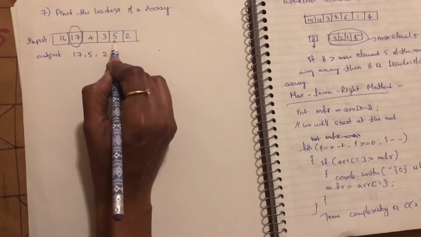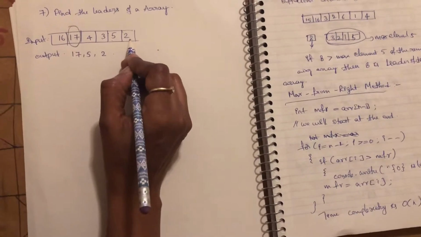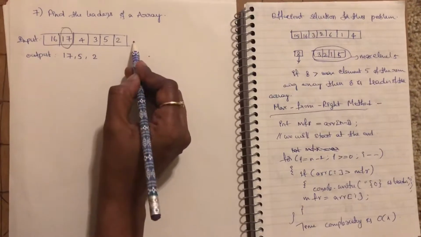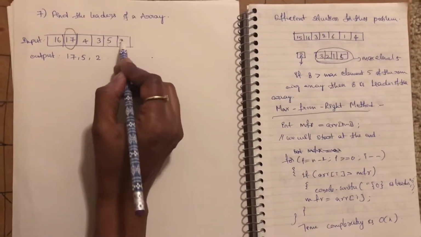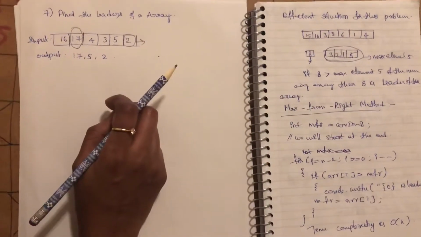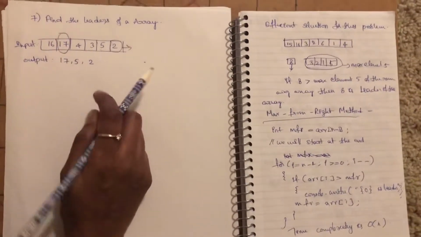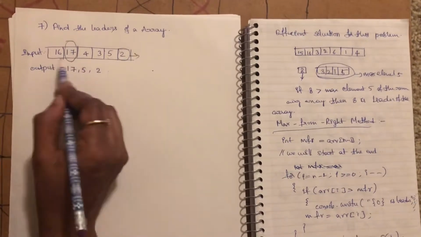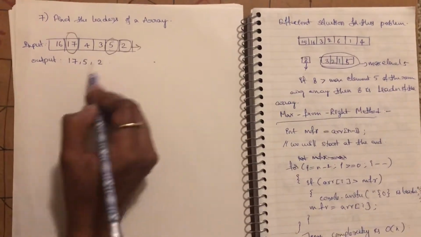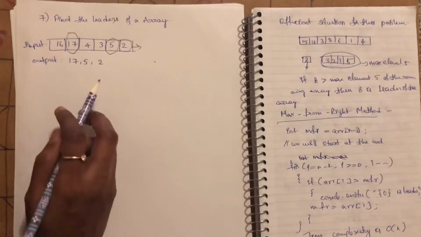5 is the leader, and by default the last element of the array is also a leader, because there are no elements after it, so it is the leader for the remaining empty array. For this array the output is 17, 5, 2 are the leaders of this array.